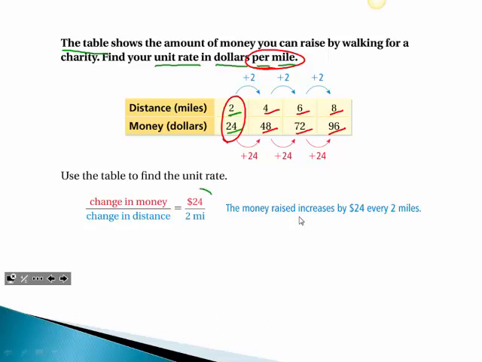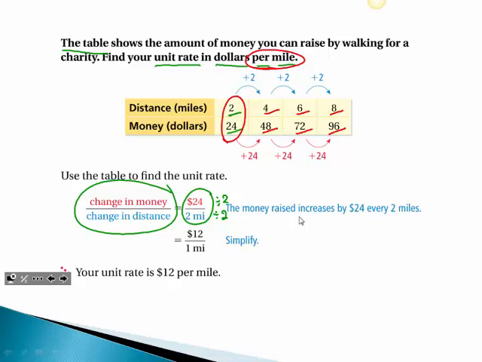This right here is our rate, but they asked for unit rate. So you need to get the bottom to become 1, so you divide by 2 and divide by 2. So our unit rate is $12 per mile. Okay? This can be a little tricky. We'll practice this in class tomorrow. But it's very straightforward as long as you just remember change in the first thing over change in the second thing. Okay?